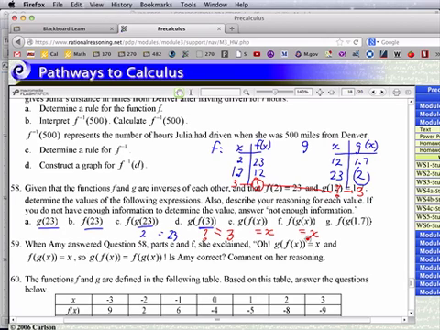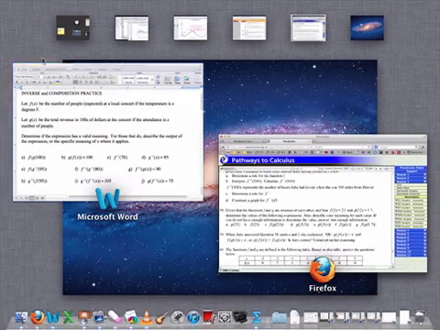Does it help? Okay, so that's a nice lead-in to these practice problems. So now work on these.